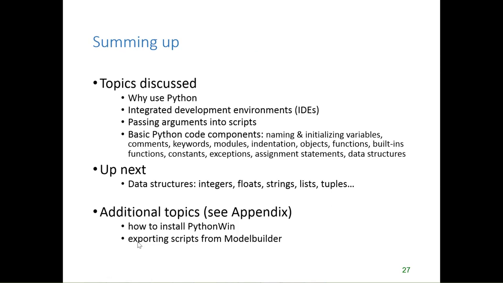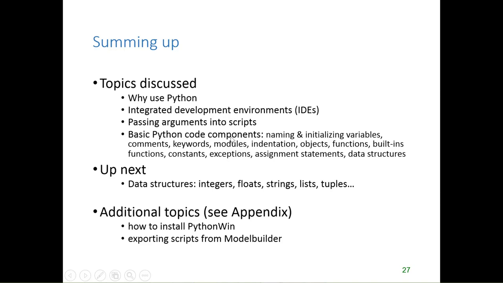This lesson discussed why we're using Python for the class, how to use some integrated development environments and what the advantages are. You learned how to pass arguments into a script using Python Win with the click on the running man and use the little box next to it that says arguments, and that those get passed into the script and you can use them by using the sys module and the argv, the argument vector property under the sys module. The Python code components that we went over are listed here.